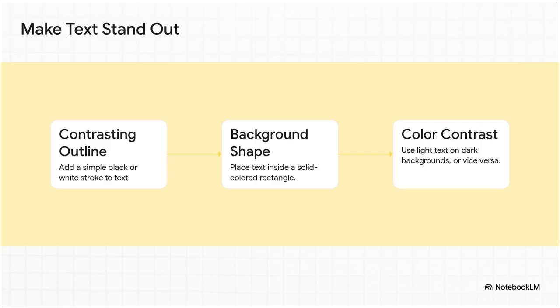1, add a contrasting outline. A simple black or white stroke around the letters makes them pop. 2, put your text inside a background shape, like a simple bar or a box. And 3, maximize your color contrast. This one is huge. Think light text on a dark image or dark text on a light one. It's what makes your words literally jump off the screen.